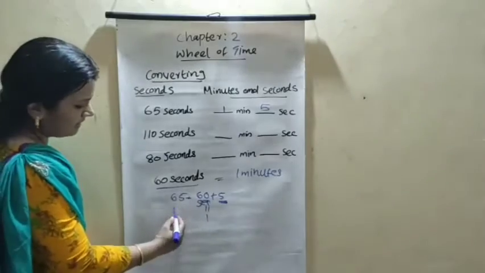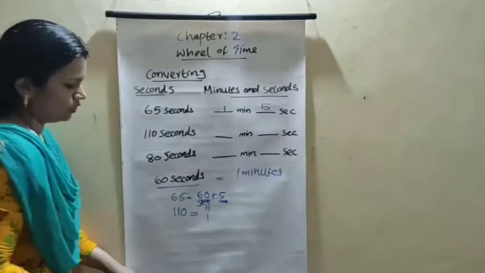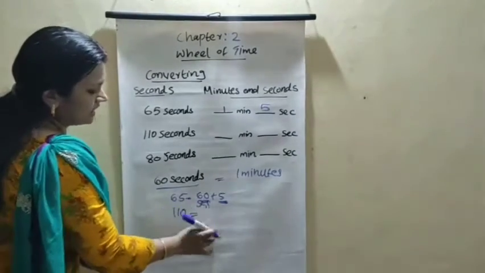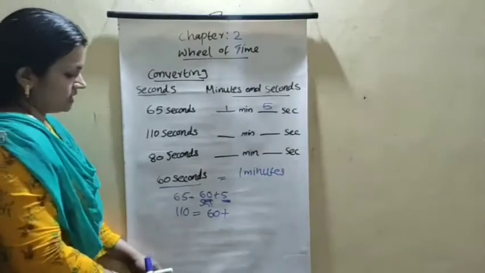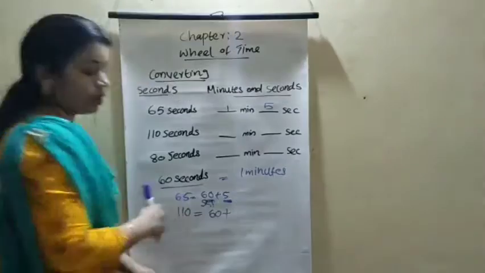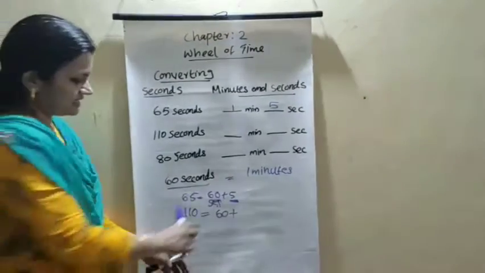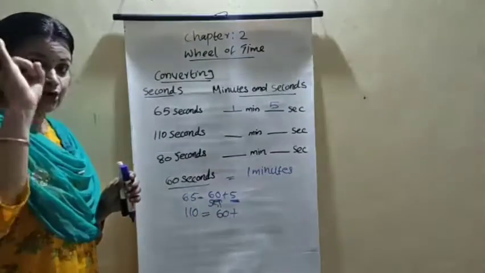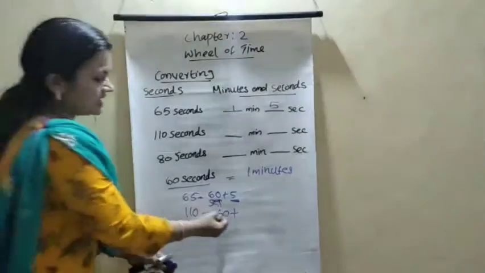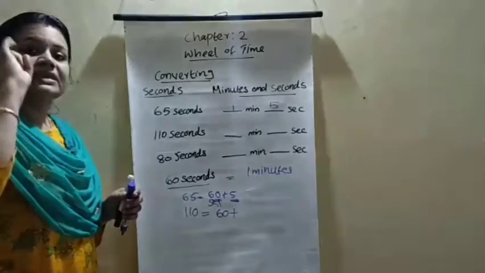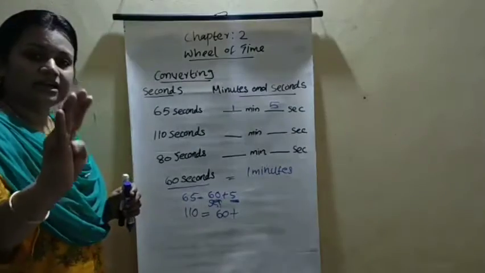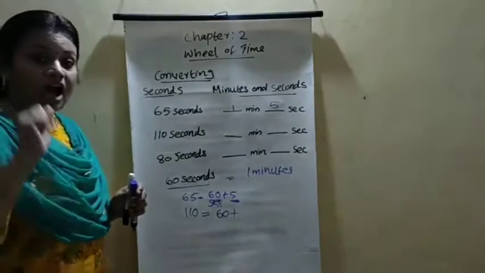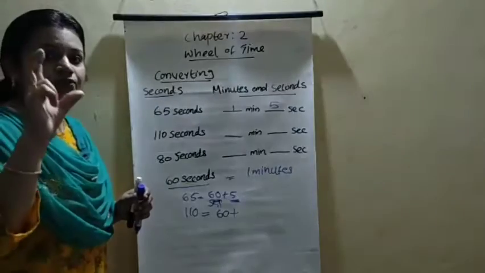Then how to convert 110 seconds into minutes and seconds? Then you write 110 depending upon 60. Then 60 plus, count it. 60 plus which number equal to 110? Count 10 each on your fingers. Okay, 60 is here. Then 60, 70, 80, 90, 100, 110.